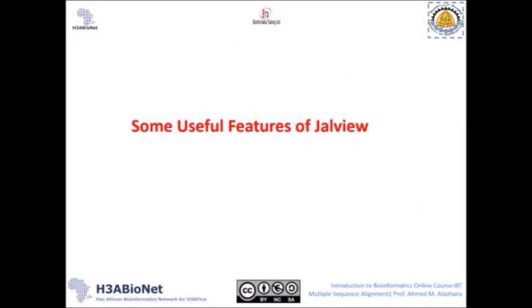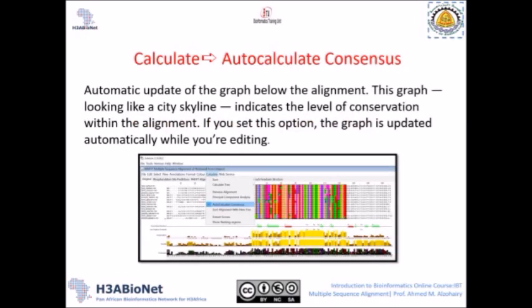Some other useful features include calculate consensus. You can find this in the calculate menu. You can auto calculate consensus. This will allow you to see the consensus of your sequences, and this is a very good feature also to see which part is preserved, which part is conserved, and which part is not conserved.